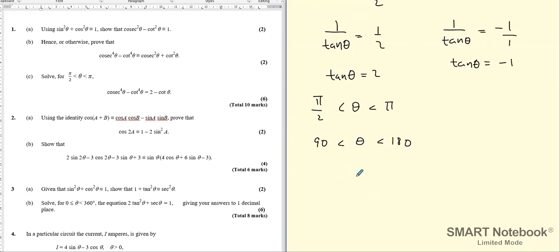And if I'm solving tan theta equals 2, and I think about my CAST diagram, tan theta is positive. A positive angle will either be in the A quadrant or the T quadrant if tan is positive. So therefore, if theta has to lie between 90 and 180, so it has to be in the S quadrant, there are no solutions in the S quadrant. So this particular tan equation, tan theta equals 2, has no solutions.